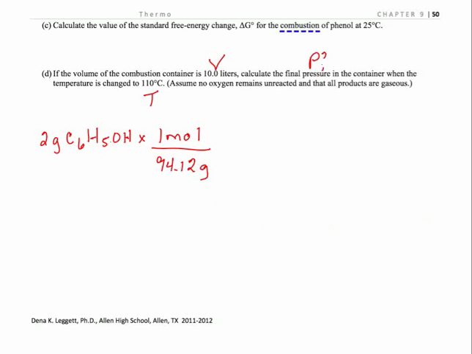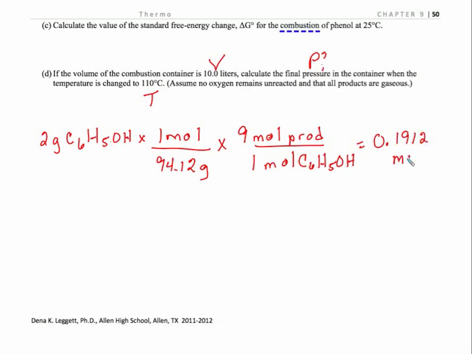And so I had 2 grams. If you've already calculated your moles from the previous problem, that's a bonus because you already have those moles. I did that as a double unit, so I had to do this separately. So 1 mole per 94.12 grams. Now it's said to assume that there's no oxygen. That means all of my gaseous substances are the products, and I had 9 moles of products. I had the 6 CO2 and the 3 waters formed for every 1 mole of C6H5OH. I don't have to do these separately. I can go ahead and add those together, and that gives me a total of 0.1912 moles of gas present.